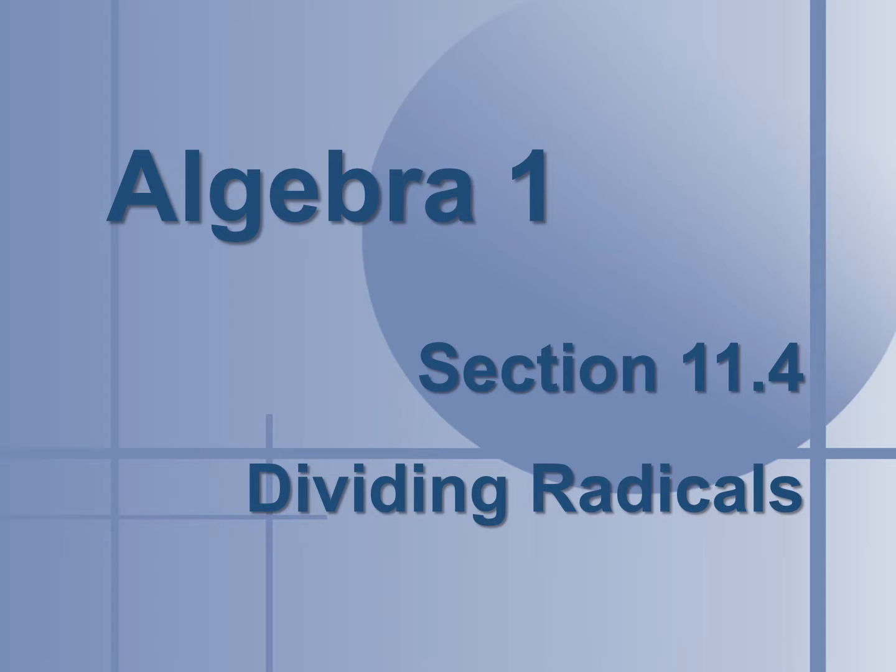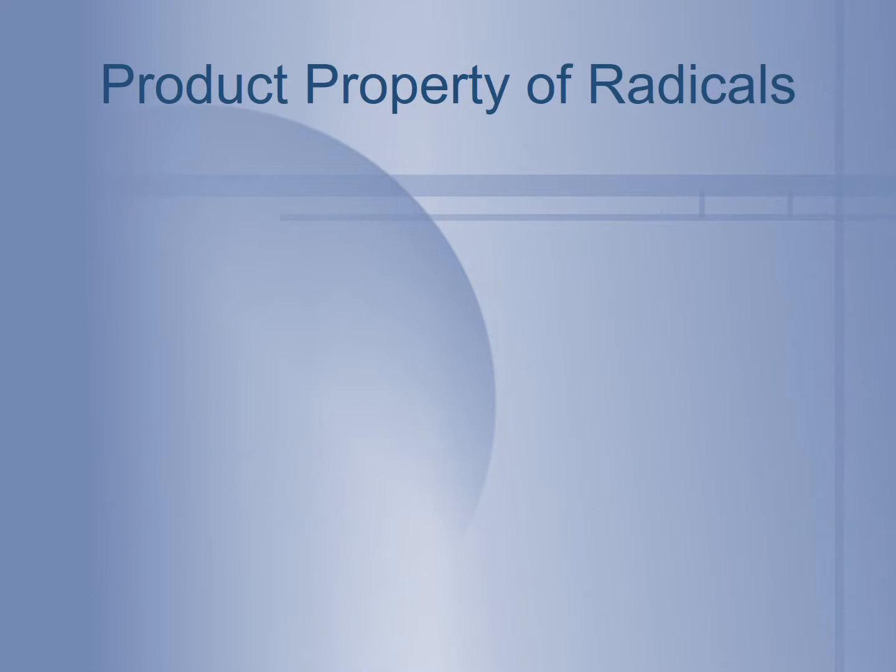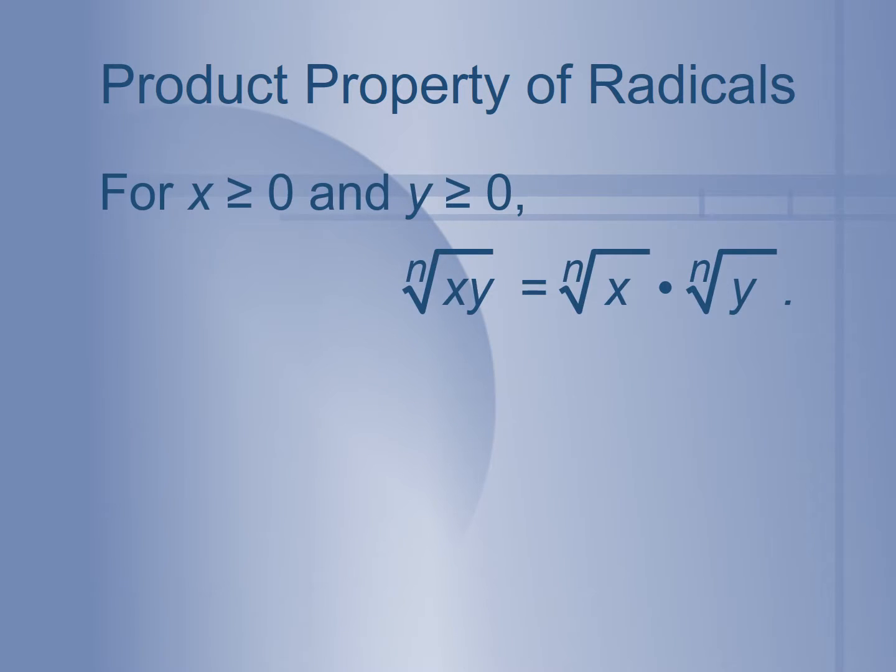Alright, now that we know how to multiply radicals, we're going to learn how to divide radicals. So just to review the product property of radicals, as long as the index is the same, we can multiply the radicands together. We can also separate factors as long as we keep the index the same.